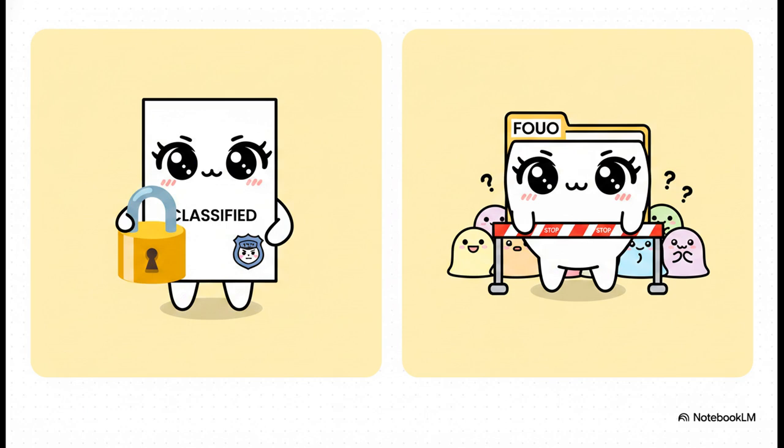First, you have classified information, which directly involves national security. To see this, you don't just need a security clearance, you also must have a strict need to know for your specific job. On the other side, you have FOUO, or for official use only. This is privileged information, think test questions or ongoing investigations, that could be damaging if released, but isn't a strict national security risk. It's just kept safely out of the general public's hands.